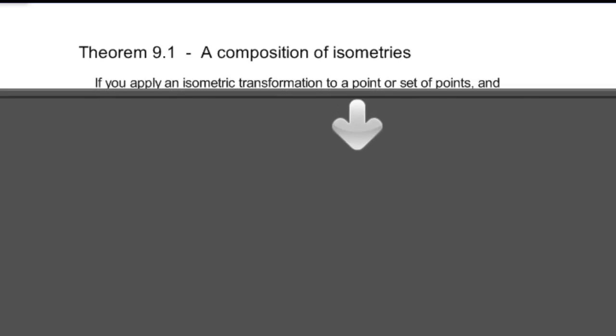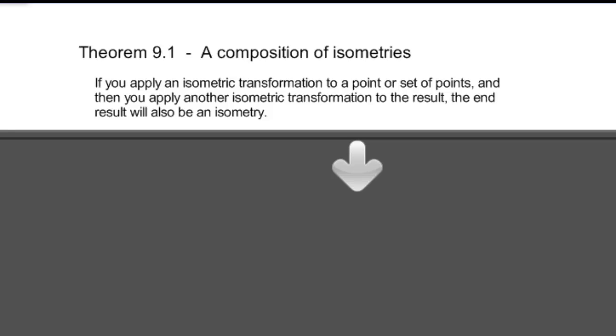This brings us to a theorem that's a little wordier. A composition of isometries. That's what we looked at in the example. A glide reflection, gliding maintains congruency between the pre-image and the result, as does reflection. So what we did is we took two isometric transformations and applied them to an object. The object didn't change size or shape the entire time. So the result was also an isometry.